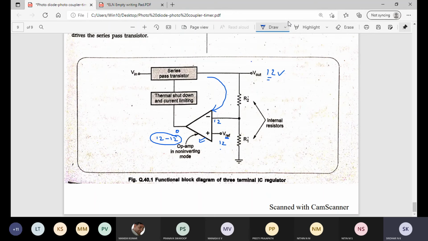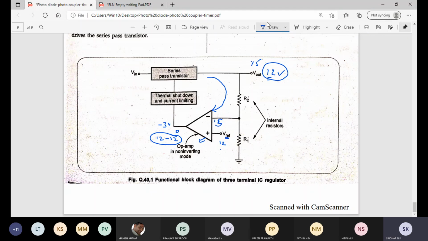Say if it is 15 volts and I want 12 volts as an output, then what happens? Here it comes 15 because the same line is connected here. 15 minus 12 is how much? There will be a difference of 3 volts. So it is not the same. That's why again some adjustment will happen at this point. A small decrease of voltage will happen until we get 12 volts at the output. So this is all about the functional block diagram of the 3-terminal IC regulator.